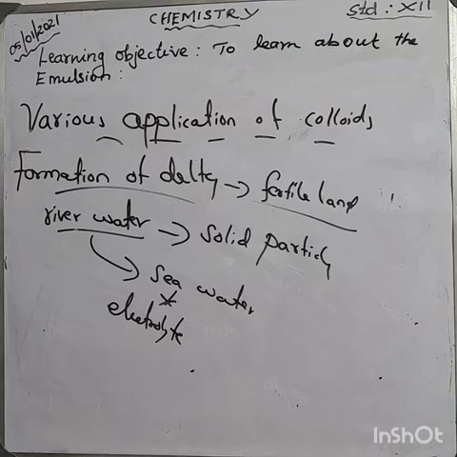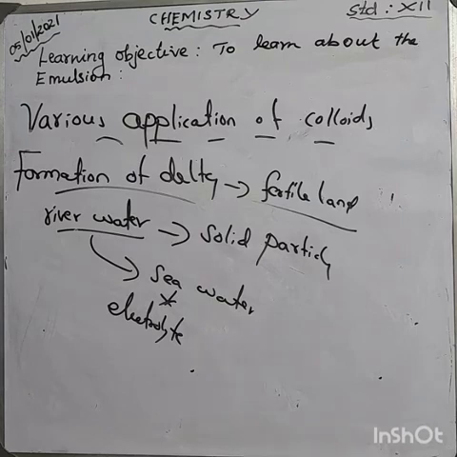Next, about medicine. It's a very important question. Here, colloidal gold and colloidal calcium we are using as a tonic. Next, milk of magnesia: magnesium hydroxide is used for stomach disorders. Then argyrol is used as an eye lotion. This is very important about medicine.